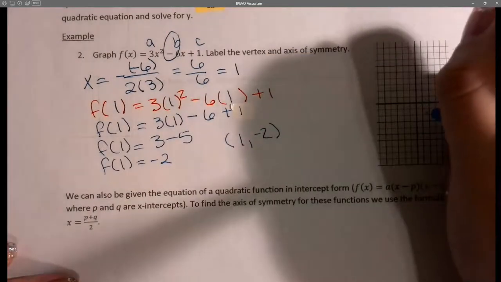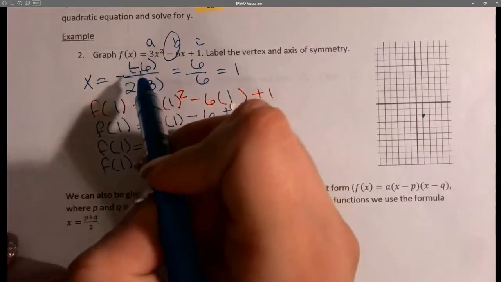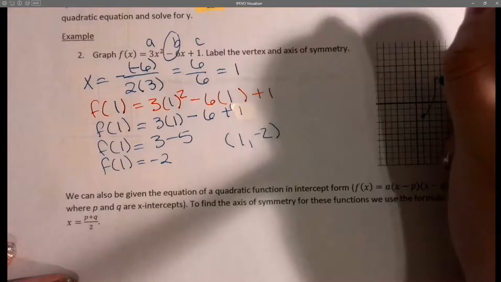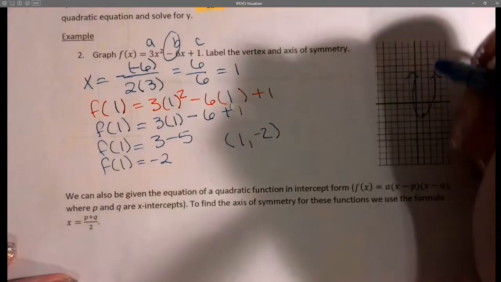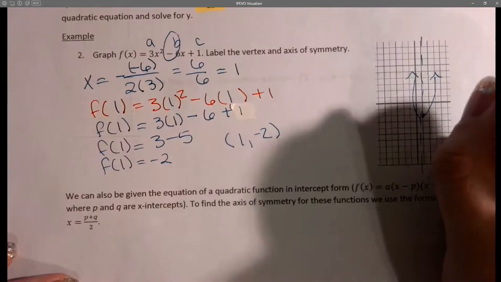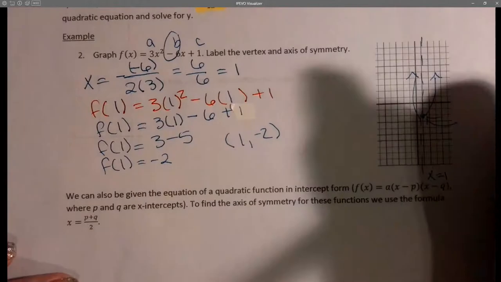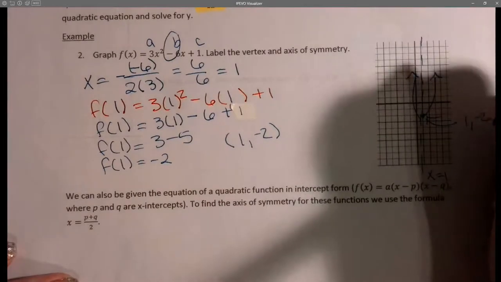I'm going to go right 1, down 2. And then because I have a positive a value, it's going to open up. And then my axis of symmetry is going to be here at x equals 1. So I'm going to draw a line off to the side with my vertex. This was 1, -2.